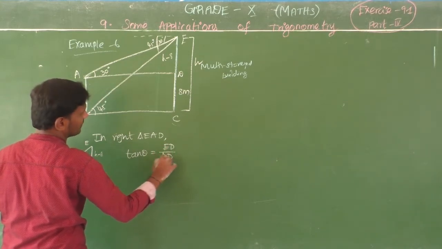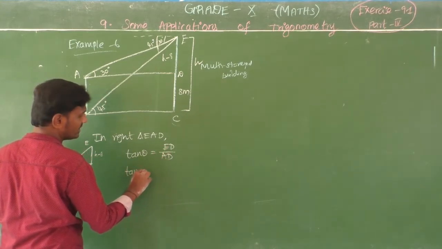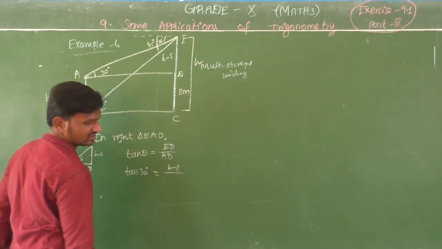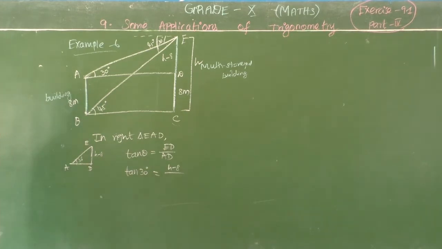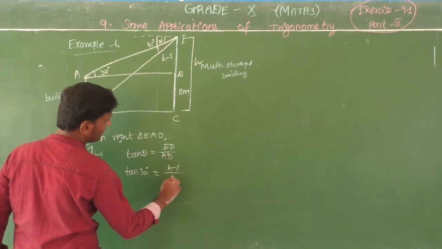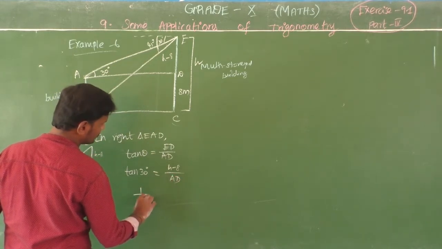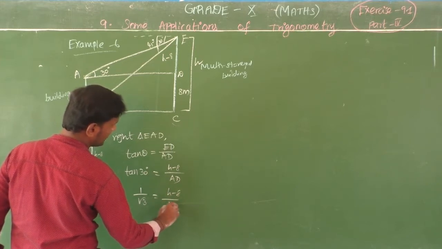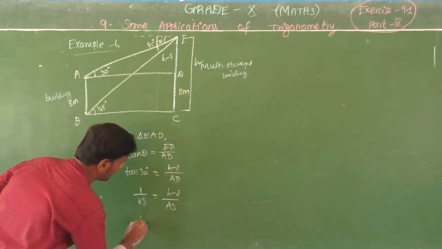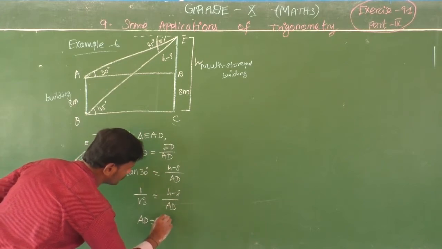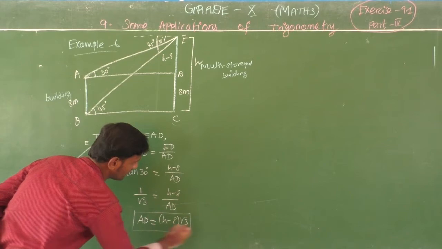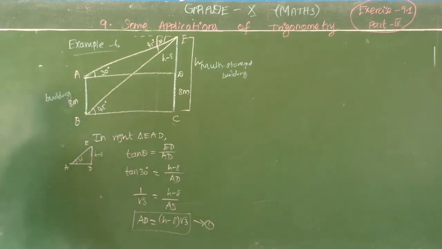So tan how much degree? 30. So tan 30 equals ED, meaning H minus 8, by AD. Take AD only. Tan 30 is 1 by root 3, which equals H minus 8 by AD. Now I need only AD, which is equal to H minus 8 into root 3. Take this as equation number 1.